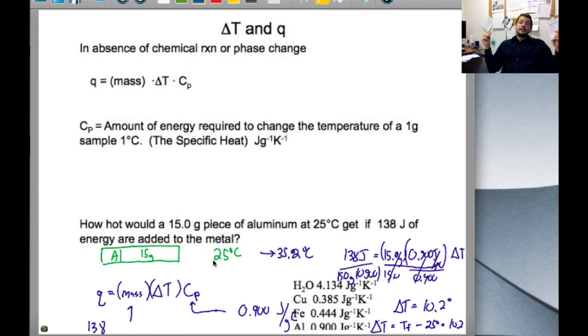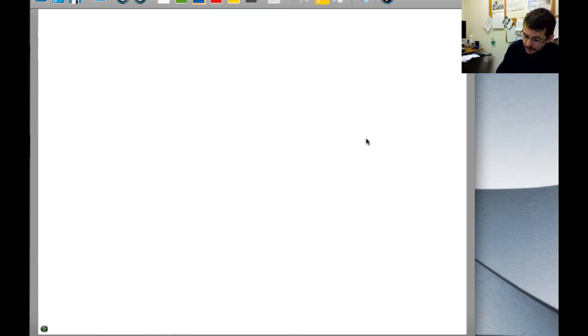So, adding heat raises the temperature in some cases. Sometimes removing heat lowers the temperature of the material. Again, that is of the system. If a system loses thermal energy, it will have a negative heat associated with it. So let's take a look at another example.